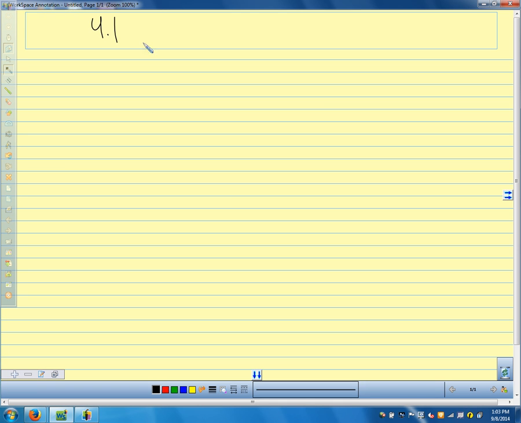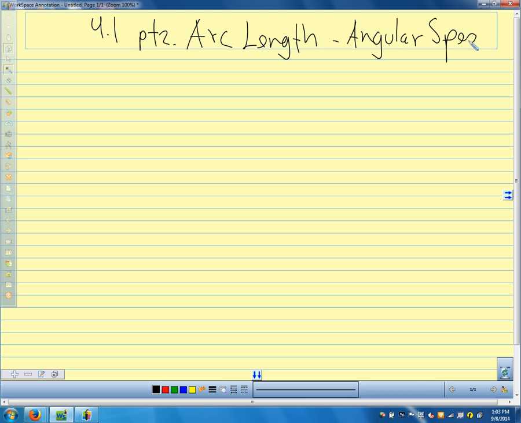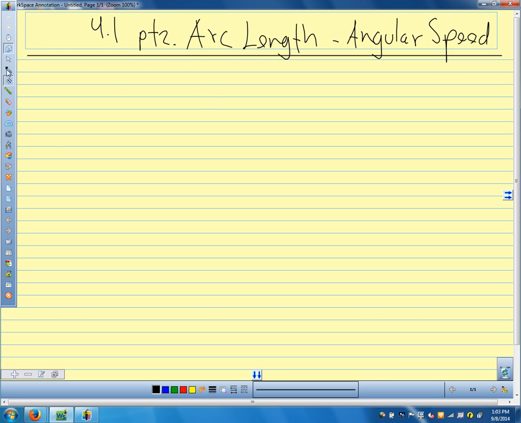All right, so 4.1 part 2 is what we're talking about. On Friday, we said that an angle in radians, theta in radians, was equal to the ratio of the arc length to the radius.